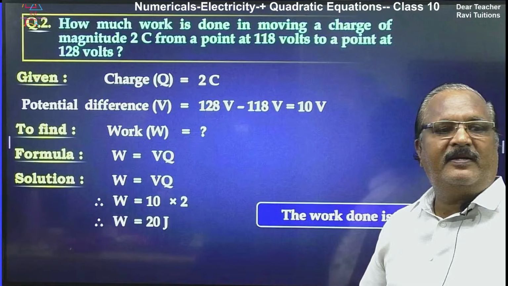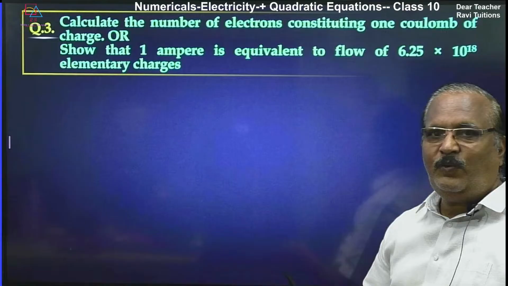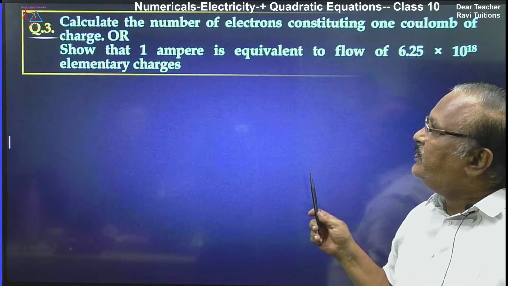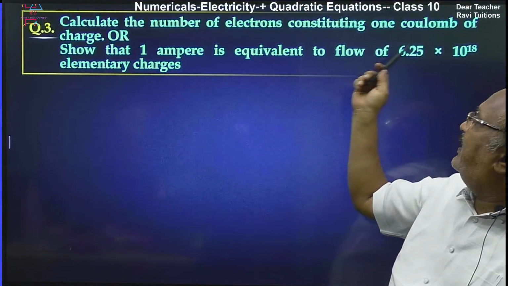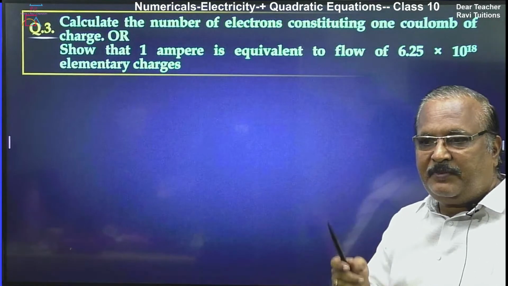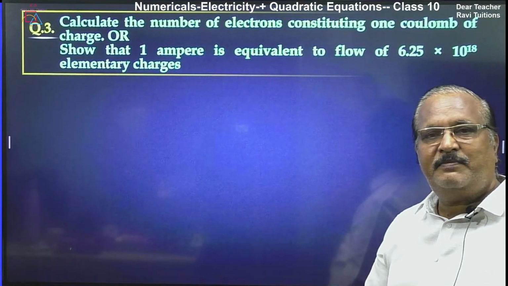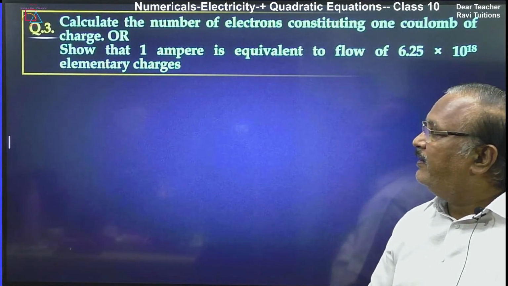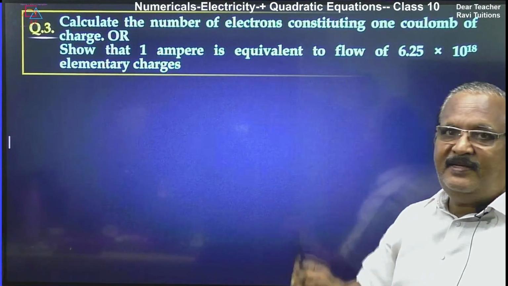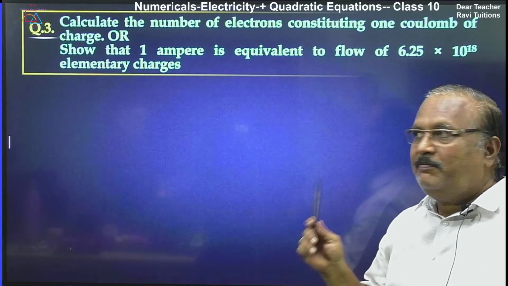Okay? Now let us go to one more question. See how I am doing the questions very, very fast, right? Calculate the number of electrons constituting 1 coulomb of charge. So this is one of the important previous examination questions, PYQ, very, very important. Most of the students that year did not read it and went in expecting normal questions, but they gave this question.